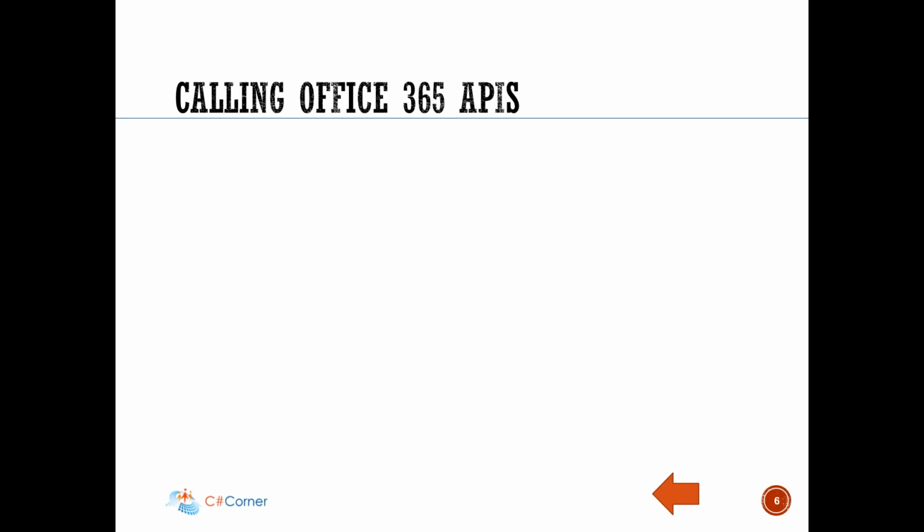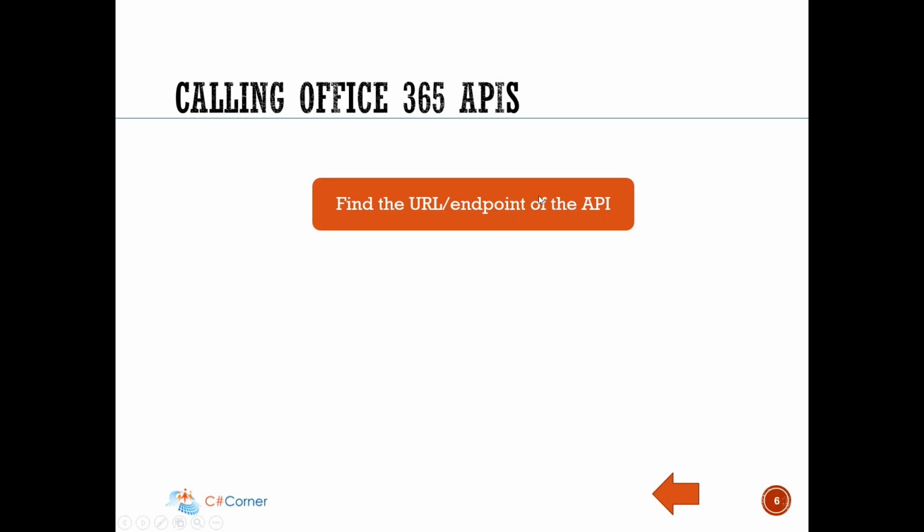So this was the scenario: if you were a developer and you wanted to connect to an Office 365 API, first you had to find the URL or endpoint of the API. There was no standardization. One API was named api.something.com, another API was named productname.api.com. So there was no standardization.